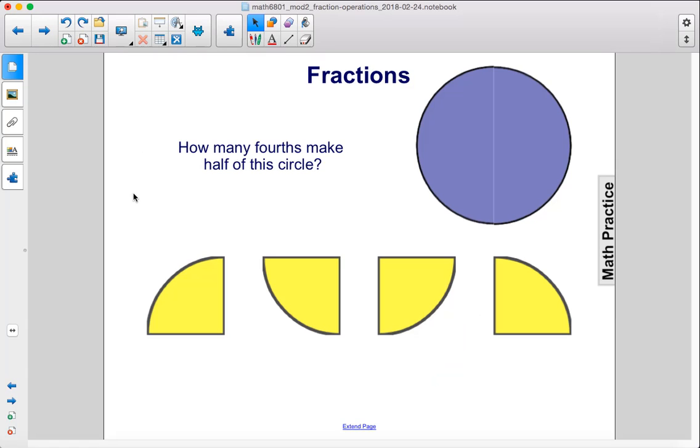How many fourths make half of this circle? Well, we put 1/4 in here and 1/4 in there. 2 fourths make half of one circle.